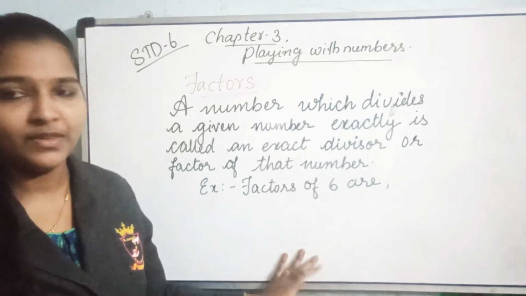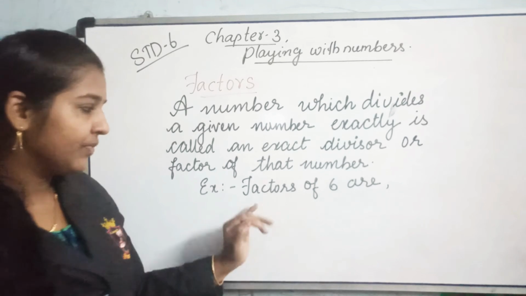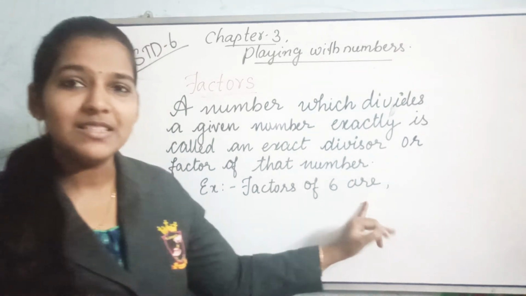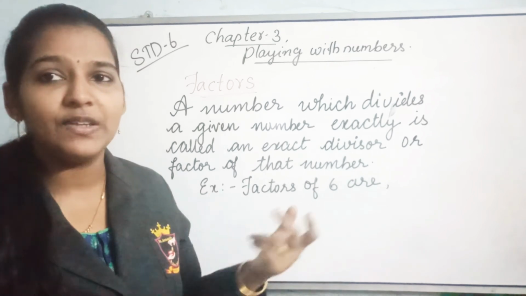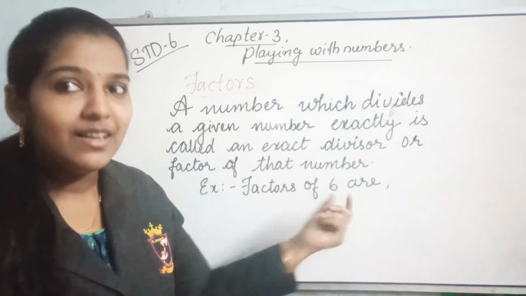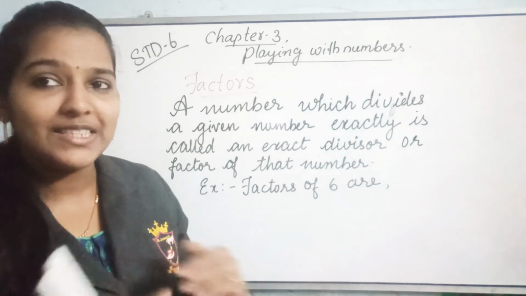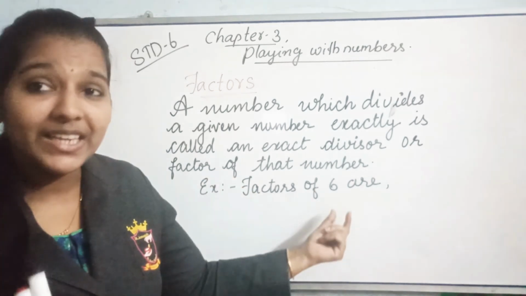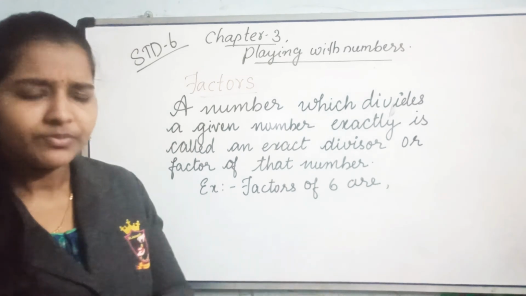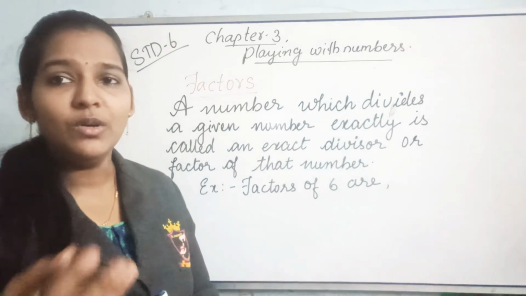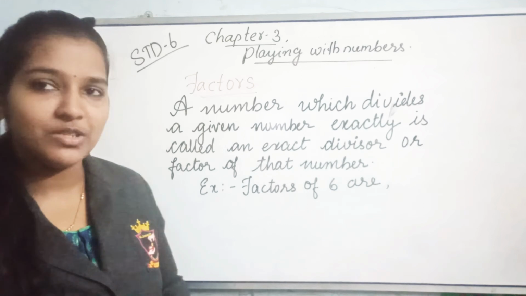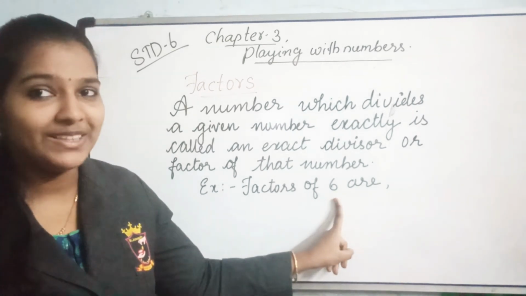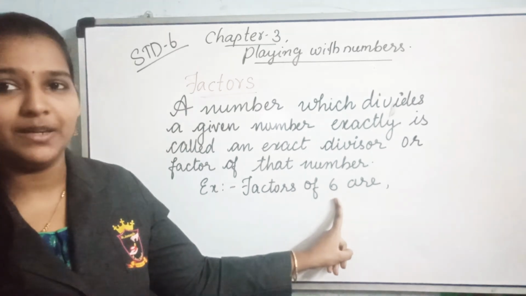For example, look children here, factors of 6. How to find the factors of 6? You check which numbers we can use to divide 6 exactly, without leaving any remainder. In other words, from the multiplication tables we can find in which tables the number 6 comes, and that will be a factor of the number, isn't it?